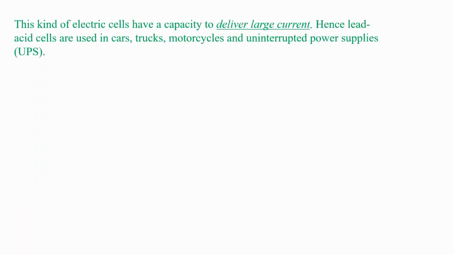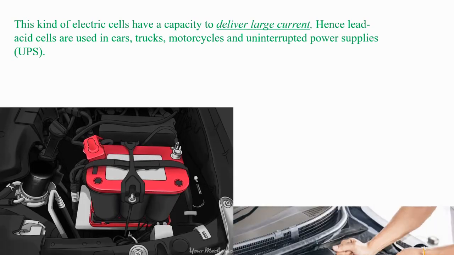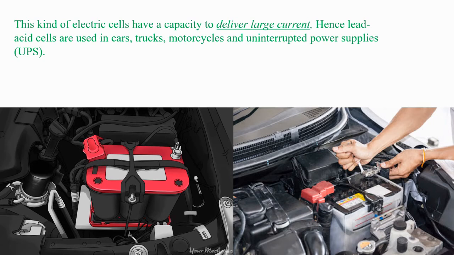These kind of electric cells have a capacity to deliver large current. Hence, lead acid cells are used in cars, trucks, motorcycles and uninterrupted power supplies. The image shows the lead acid cell placed in a car.